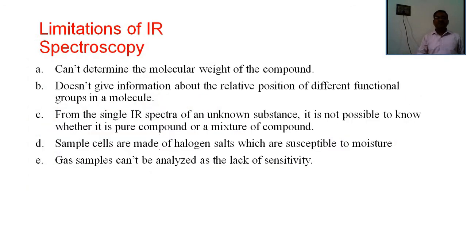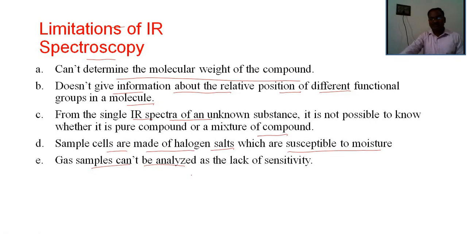What are the limitations of IR spectroscopy? IR spectroscopy cannot determine the molecular weight of the compound, and does not give information about the relative position of different functional groups in a molecule. From a single IR spectrum of an unknown substance, it is not possible to know whether it is pure or a mixture of compounds. The sample cells are made of halogen salts, which are susceptible to moisture. Gas samples cannot be analyzed because of a lack of sensitivity.